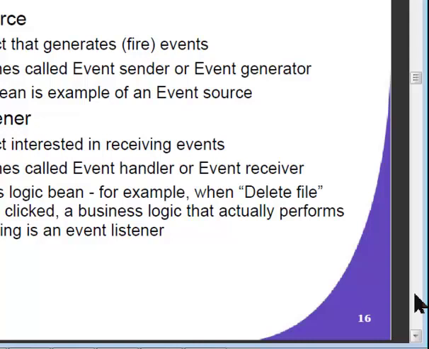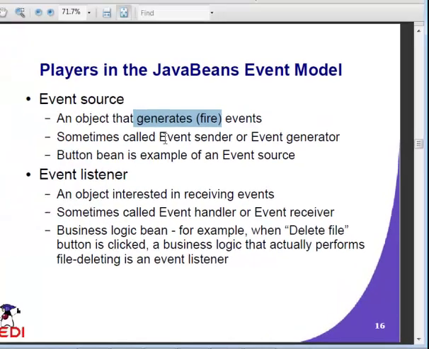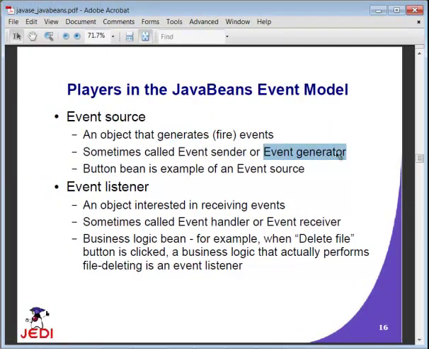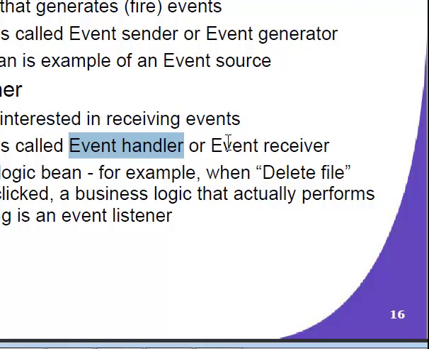So, as I said before, in the JavaBeans event model, there are two active players, and then we have the event class. Event source is the one that actually fires or generates an event, like a button. When you have a button in your GUI application and you click it, a button clicked event gets generated. In that sense, the button is the event source, sometimes called event sender or event generator because it generates an event. Then we have the event listener. The event listener is the one that listens to the event and handles it.